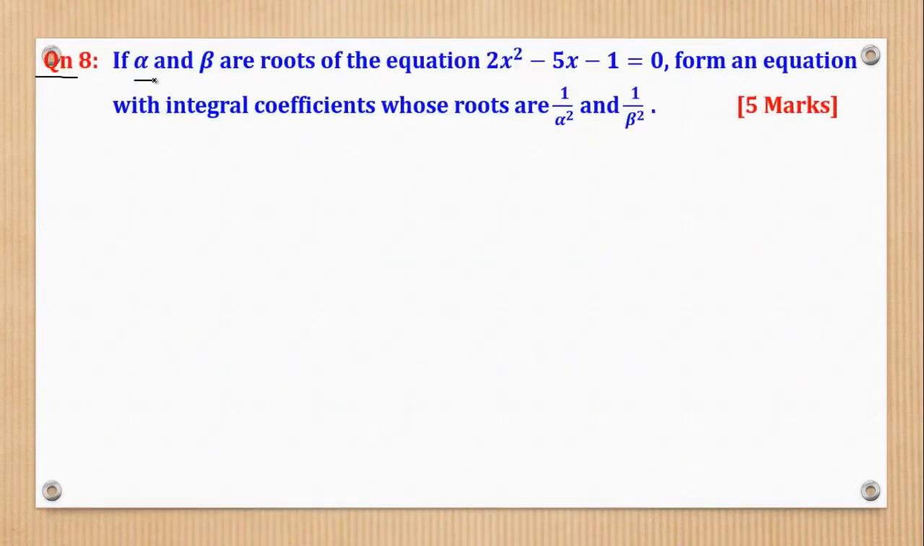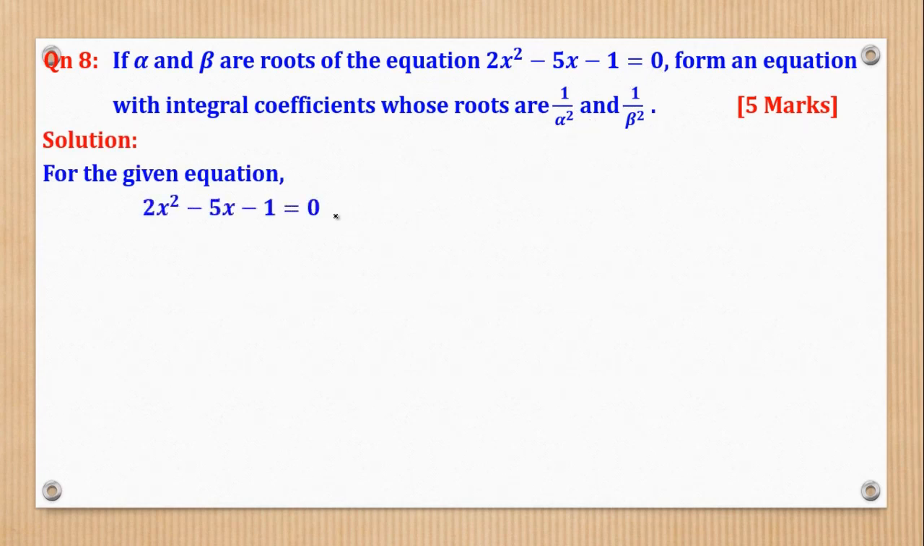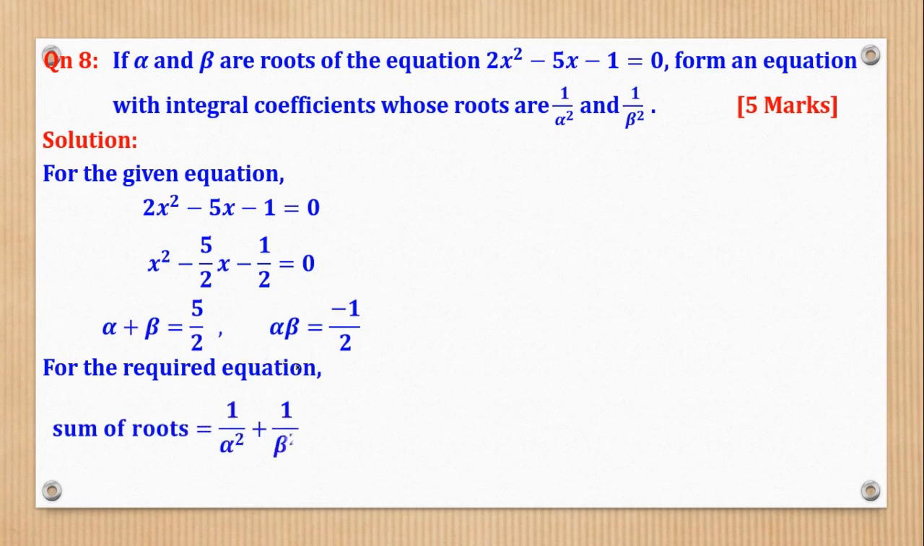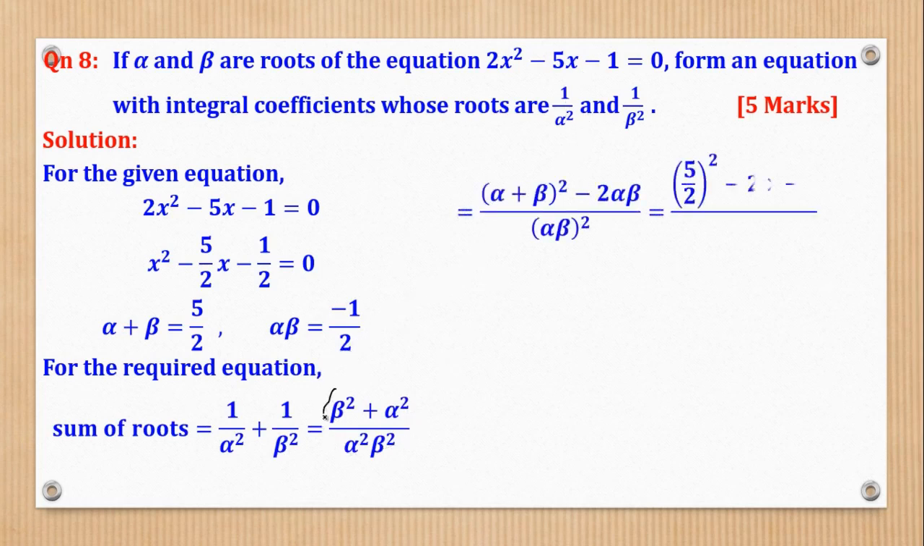Then question 8, if alpha and beta are roots of the equation this, form an equation with integral coefficients whose roots are this. So from the given equation, first make this quotient 1 to give you that, therefore sum of roots will be 5/2 and product will be -1/2. Now for the required equation, sum of roots will be got by adding these two, get LCM to come up with this. Then this numerator is the same as this. I think by now you know it.